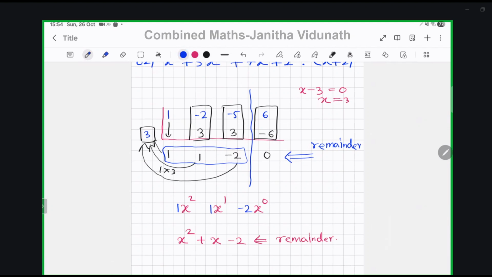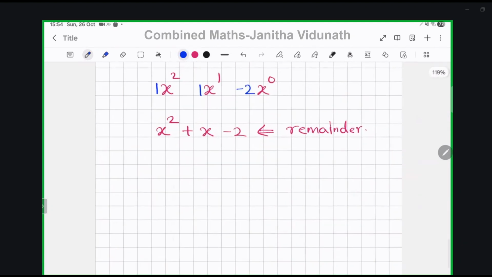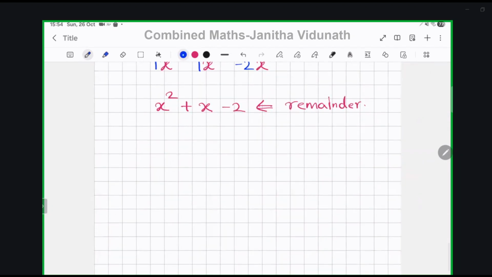Now I will explain another example, but here there is something new to you. Okay. Now our example is 4x to the power 4 plus 3x to the power 3 minus 4x plus 2 need to be divided by x plus 2.